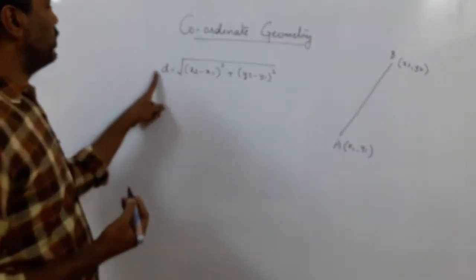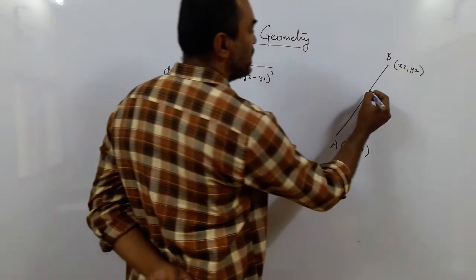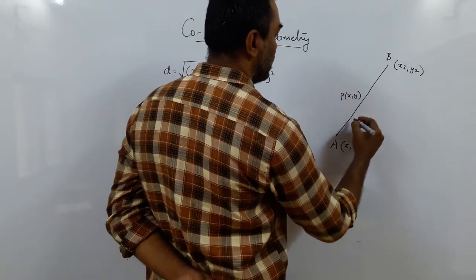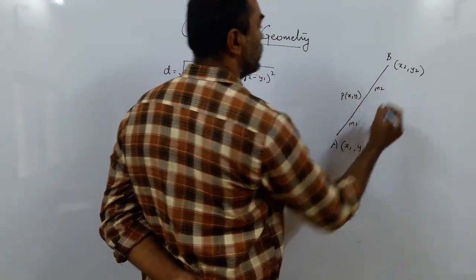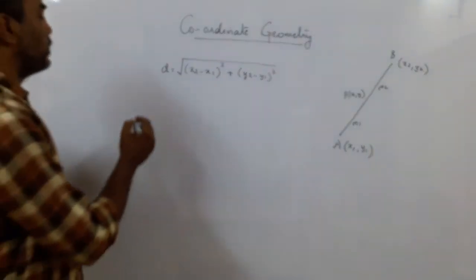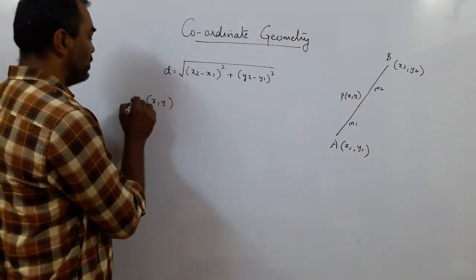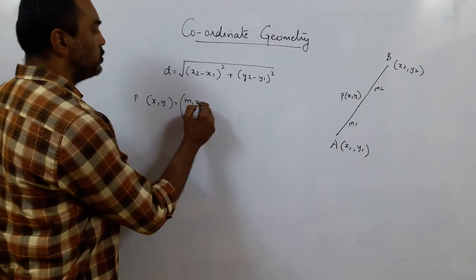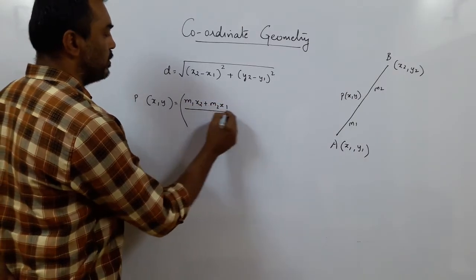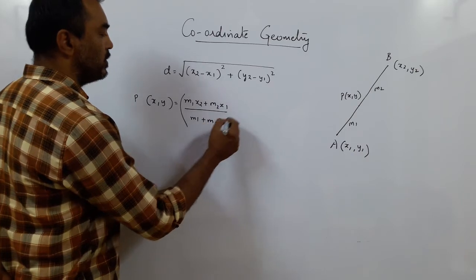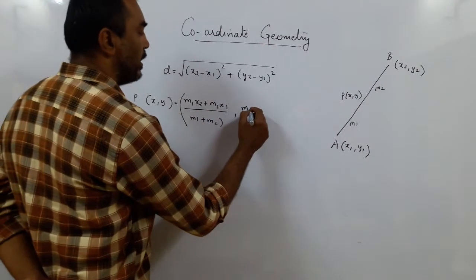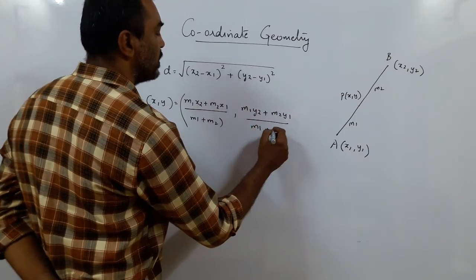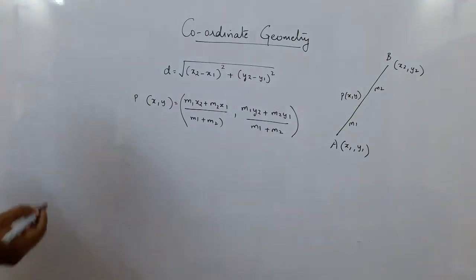Yesterday we saw the section formula. Do you remember the section formula? There is a point P somewhere on AB which divides AB in the ratio m1 is to m2. Then the coordinates of the point P (x, y) are given by what? For the x we have (m1 x2 plus m2 x1) upon (m1 plus m2), comma, and for the y we have (m1 y2 plus m2 y1) upon (m1 plus m2). Clear, right? So we have the formula.